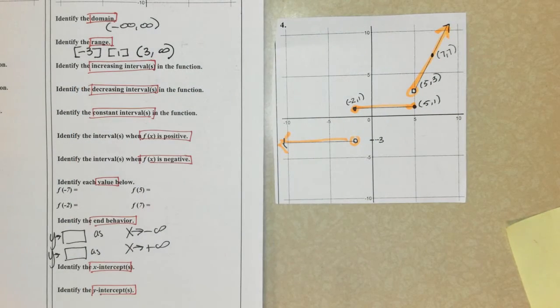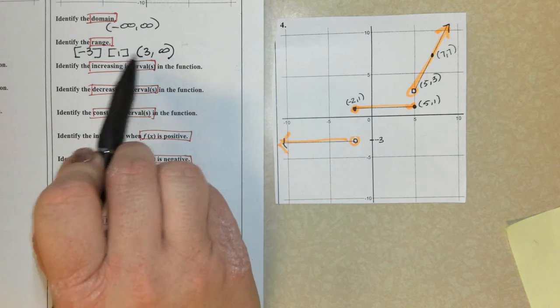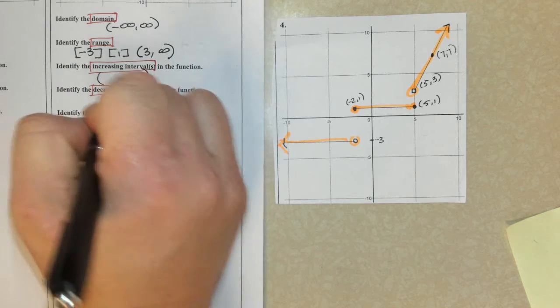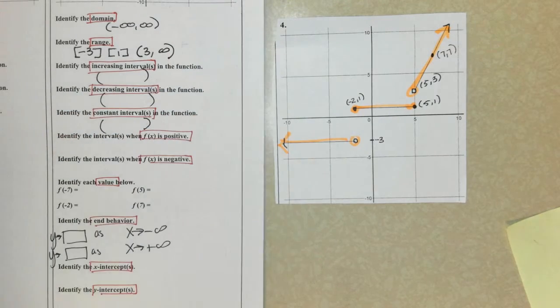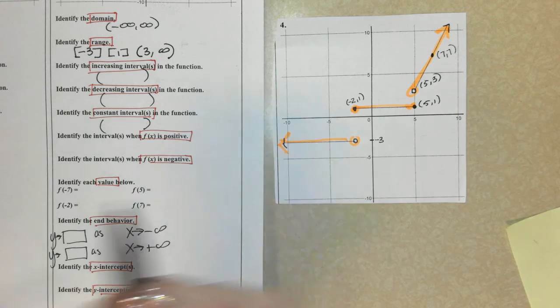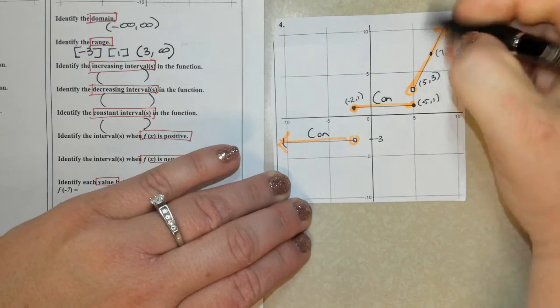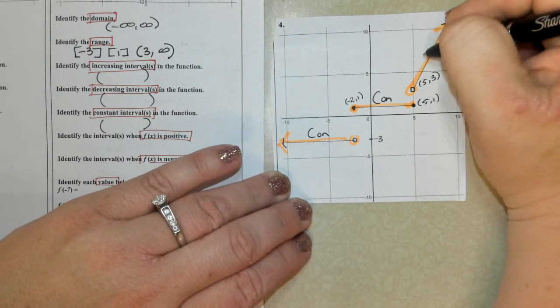Does all of that matter, miss? It does matter whether it's parentheses or brackets. Okay, increasing, decreasing, and constant. I'm going to put parentheses first so I know I don't make any mistakes. Remember, I'm going to analyze it from left to right and using x values. So I can see this is a constant. I'm just going to write con. This is constant. And from left to right, you'd be going uphill.